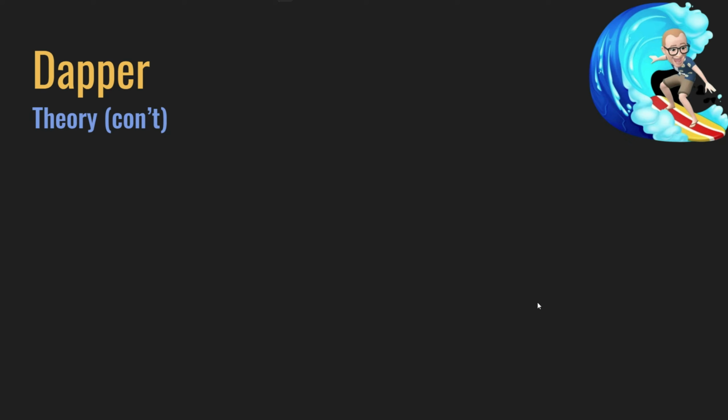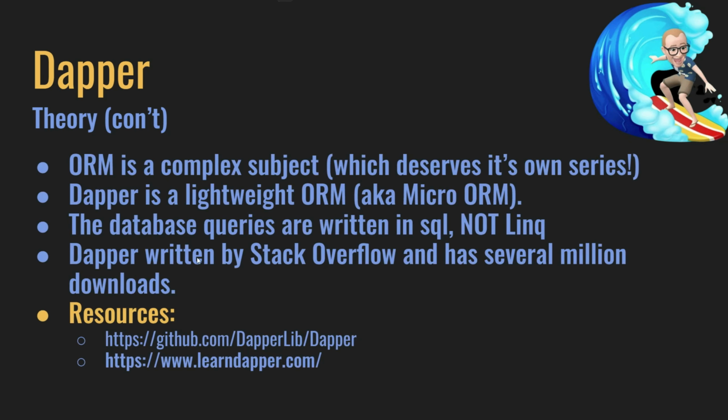So Dapper, what is it? Let's tell you a little bit more about Dapper. Like I said, ORMs are complex subjects. So we want something for our purposes to fit our use case of creating our web API and learning about web API rather than database access layer technologies and databases. It is as simple as possible to use. So Dapper is lightweight, or a micro ORM. So it fits perfectly with what we want to do.